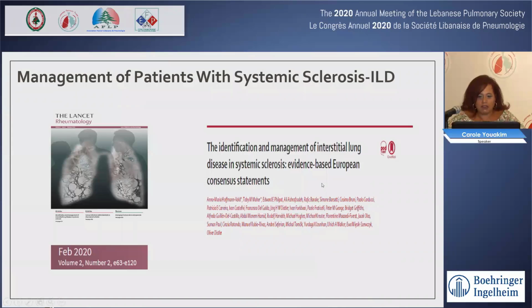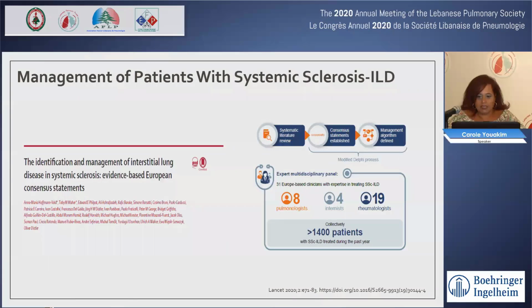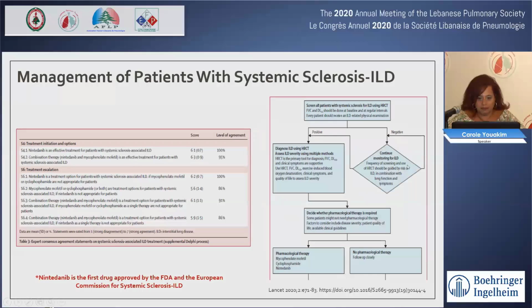the first evidence-based European consensus statement for the management of patients with systemic sclerosis, ILD, was published in the Lancet Rheumatology, openly accessible for everyone, and I highly recommend to read this paper. A multidisciplinary expert panel used a modified Delphi process to establish an algorithm for the management of patients with systemic sclerosis, ILD. This consensus agreed to screen all patients with systemic sclerosis for ILD using HRCT or pulmonary function test.